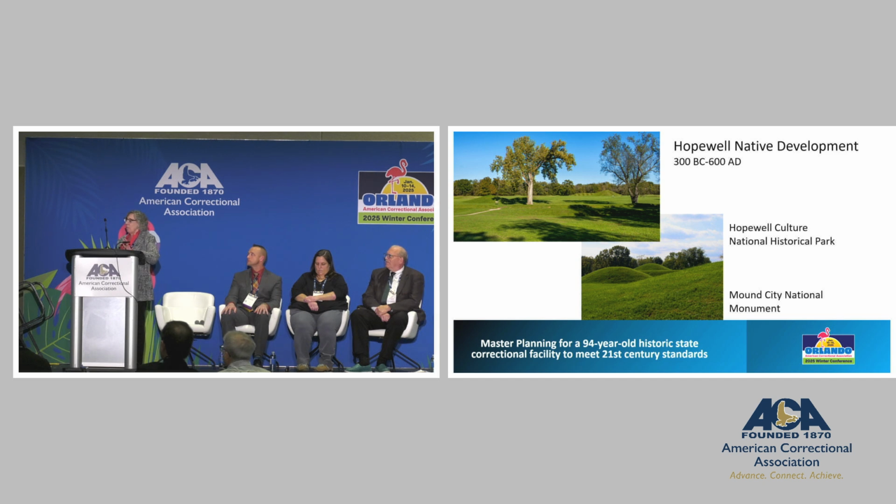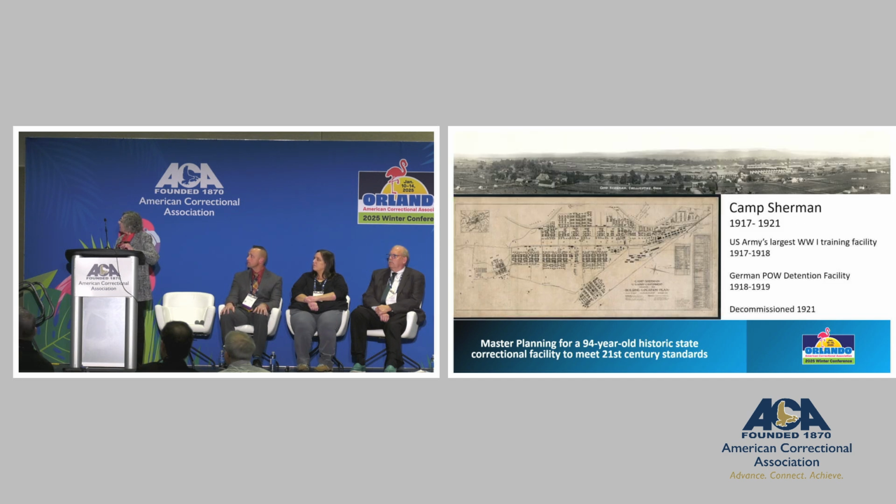Here's an illustration of the mound sites. They're a National Historic Park and a national monument. So this is just north of the facility. And then in 1917, the federal government took possession of the land and decided to build a camp for World War I training. And it's called Camp Sherman. Took over both sides of what's now County Road 104. It was full of barracks and a lot of accessory buildings.